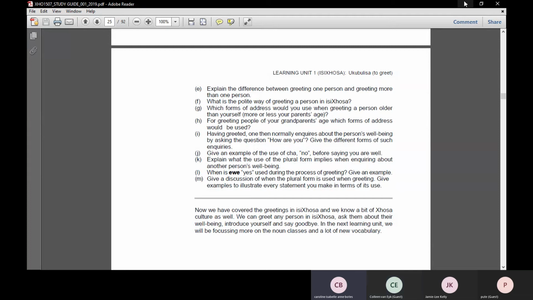Yes, when you give feedback. When someone says molo, say ewe molo. You also use ewe when someone asks you, are you well? If you are well, you say ewe ndisaphila or ewe ndiyaphila. So you use ewe to say ewe molo to greet back, to respond to that greeting, and to say you are well.